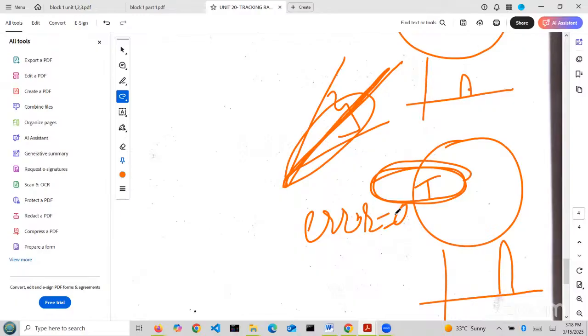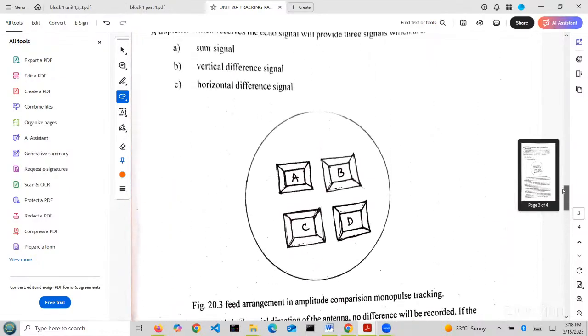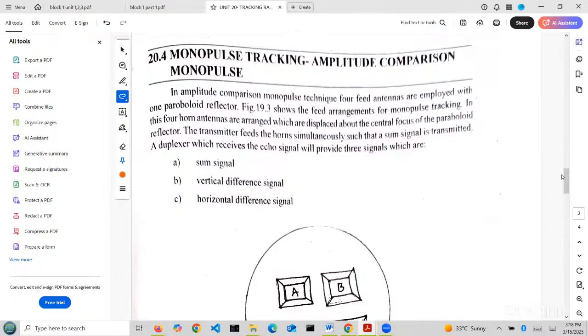Next, one more we have is the monopulse tracking system. Next one is the monopulse tracking system. In the monopulse tracking system, mono means one.